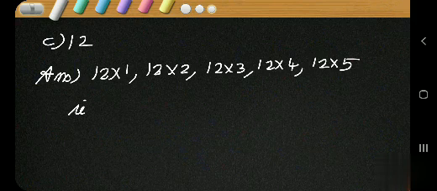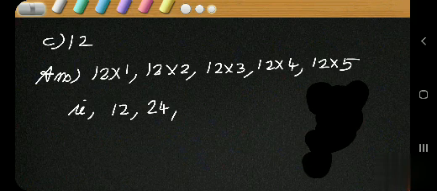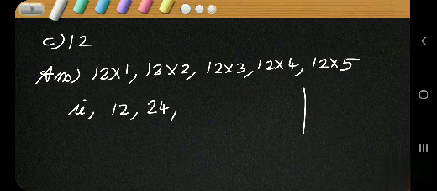So, any number into 1 is that number itself. So, 12 into 1 means 12. That is the first multiple. If you know the table of 12, you can do. Otherwise, try to multiply in the working column. 12 into 2. 2 twos are 4. 1 twos are 2. 12 into 2 is 24. This is the second multiple, isn't it? Which is the third multiple? You don't rub. I have no space. That's why I rubbed here. You can write continuously. Okay.